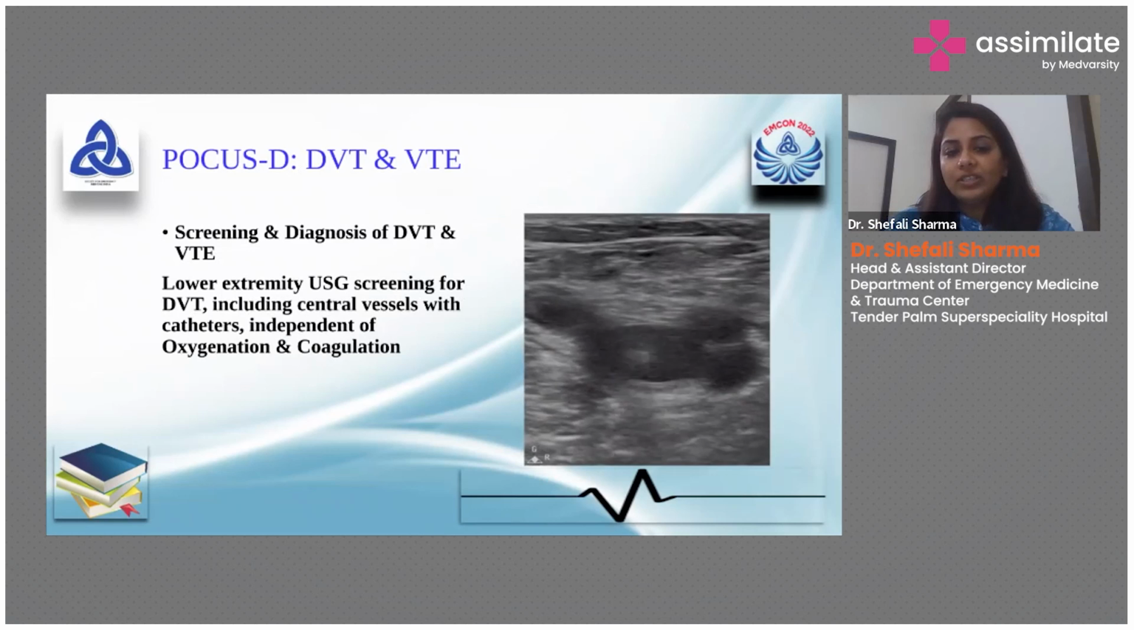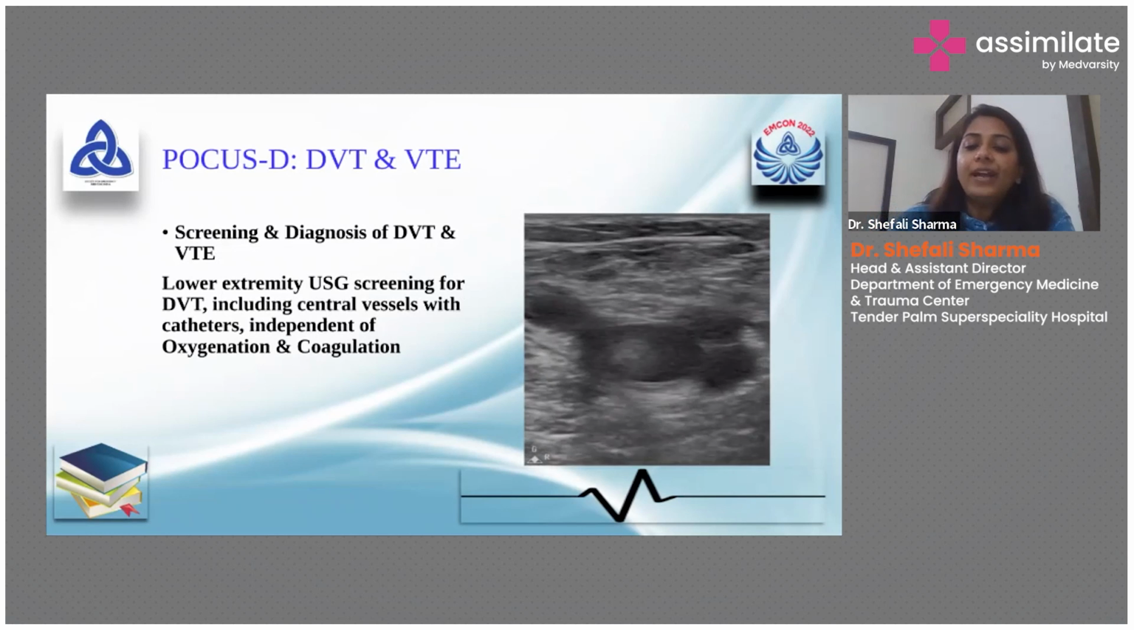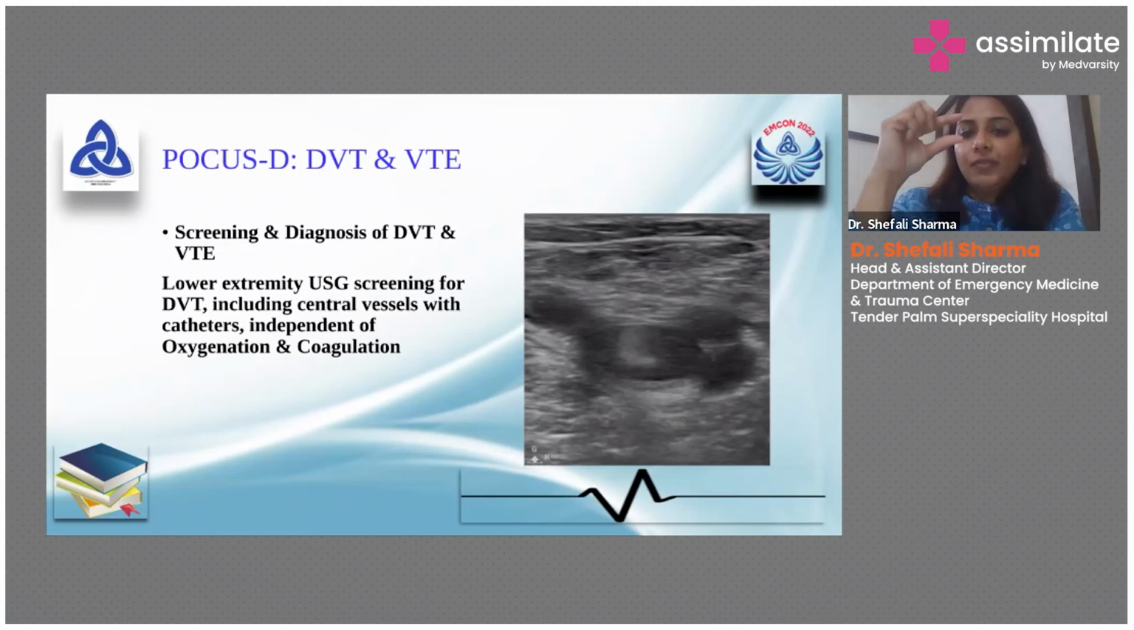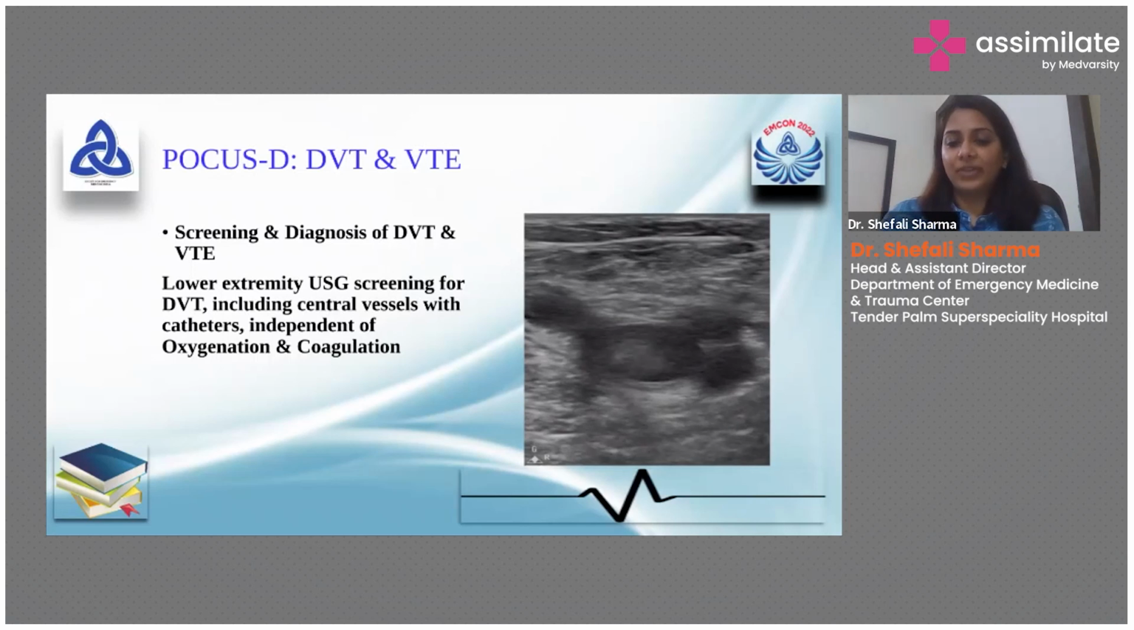So if a thrombus is present in the vein, it can be seen as a hyperdense shadow, which you can see in the lumen. That is the thrombus which is present in the femoral vein. Now, when you press the probe down, generally the veins are compressible, and you'll be able to completely compress the vein and see whether the vein walls are touching or not. But when a thrombus is present inside, definitely it's obstructing and the vein won't be compressible.